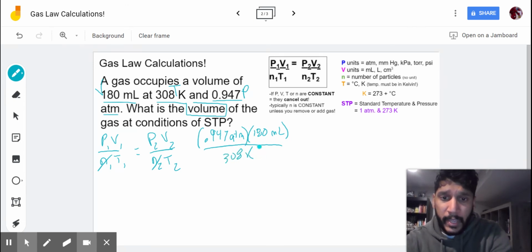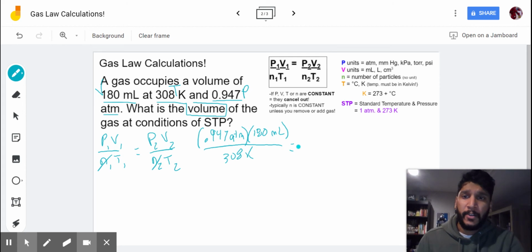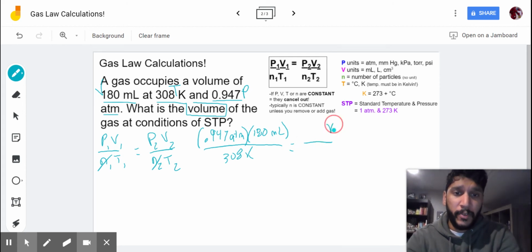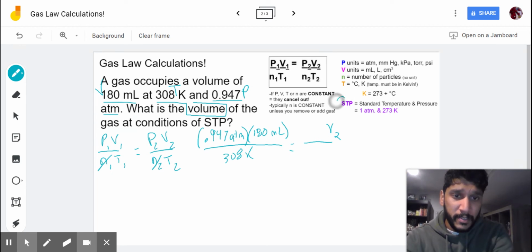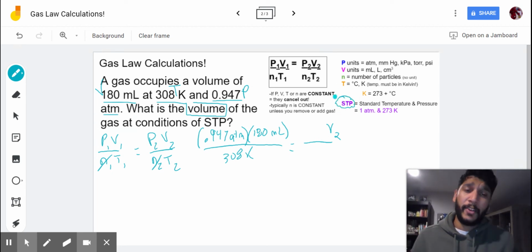So 308 Kelvin. All right, we're looking for volume 2. So that's going to be our variable that's missing, right? So we're missing V2. But they also don't give us a new pressure or a new temperature. But they did tell us these new conditions are at STP. What is STP? STP is standard temperature and pressure. So it's always going to be 1 atm and 273 Kelvin.